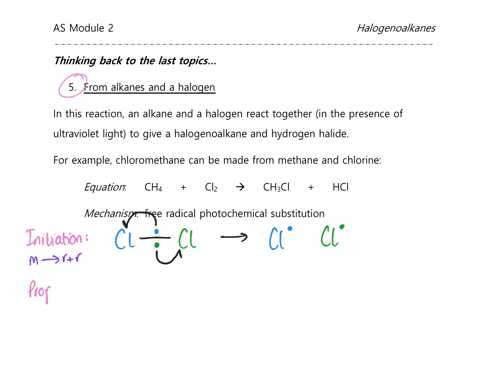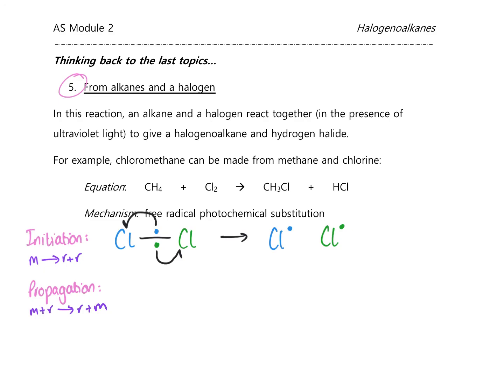Then we've got what we call our propagation step. Our propagation step will involve a molecule reacting with a radical to give a radical and a molecule. In other words, the thing that starts off as a molecule will then become a radical, and the radical will then become a molecule again.